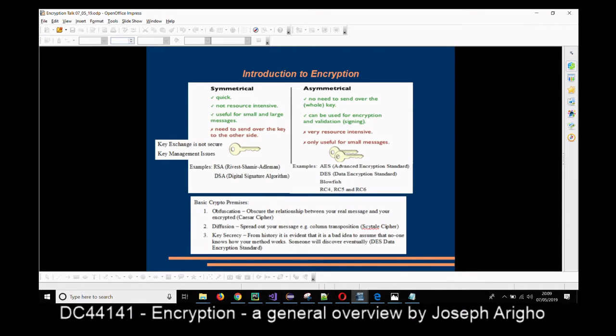Basically, from history, you generally find it's a bad idea to assume that no one can know how your method works, because throughout history, and even now, people who've devised an encryption methodology think it's the best thing ever, and they overestimate how good it is. Like, no one will ever discover my clever method, but eventually they do, because when you're determined, you can usually find something out.